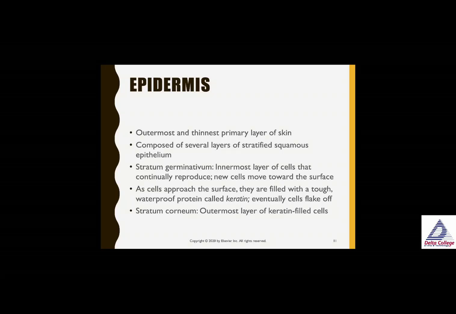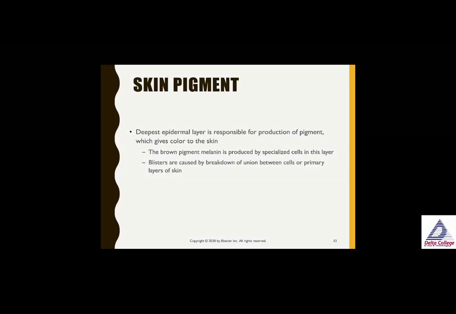Then we have the stratum corneum. This is the outermost layer of keratin-filled cells. Remember, keratin is a waterproof protein. It's very tough. Now, skin pigment comes from the deepest epidermal layer. It's responsible for the production of the pigment which gives skin its color, right? The brown pigment melanin is produced by specialized skin cells in this layer. And blisters are caused by a breakdown of union between cells or primary layers of skin.